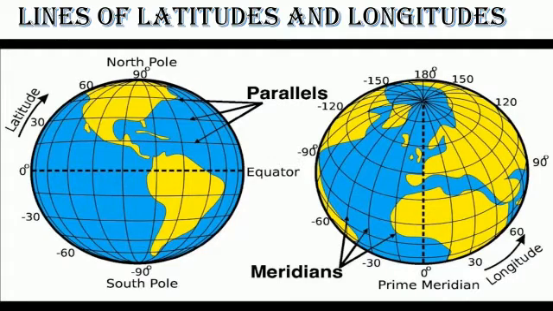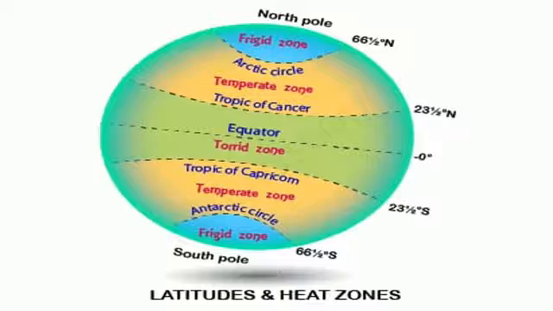Now let's talk about the longitude. So the vertical lines from north to south are known as longitudes, as you can see, and all the lines of longitude are known as meridians.